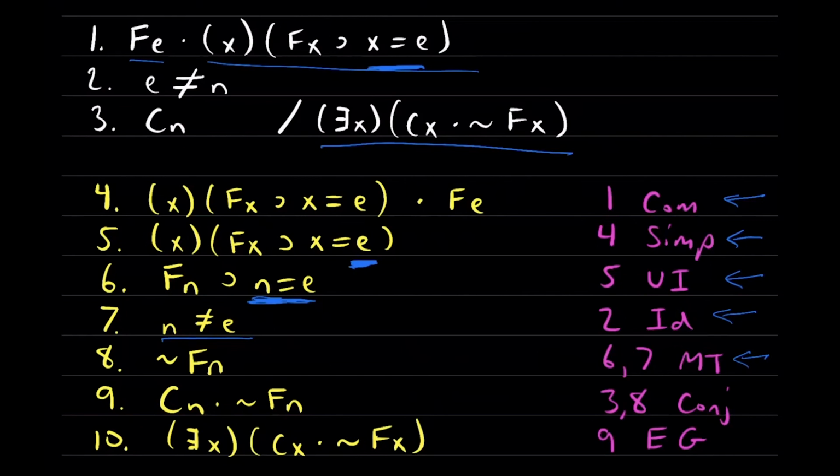Line 9 just conjoins line 3 and 8 together, 3 being Cn and line 8 being not F of n. And we did that so we could generalize and obtain the conclusion, which is what we have on line 10. If we know on line 9 Cn and not Fn, that means there has to exist at least one object that is a C but not an F, according to existential generalization. And that's the conclusion we were trying to prove, so we are done.